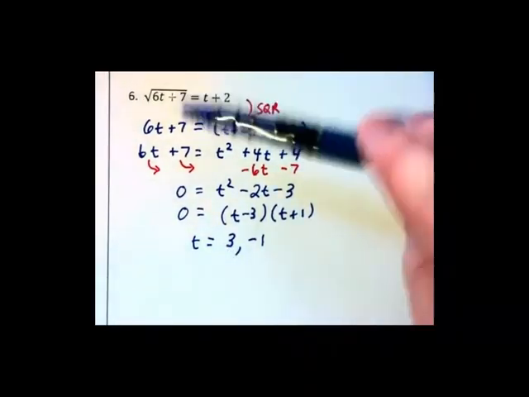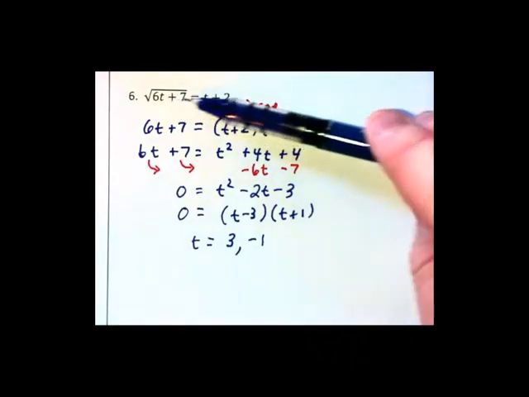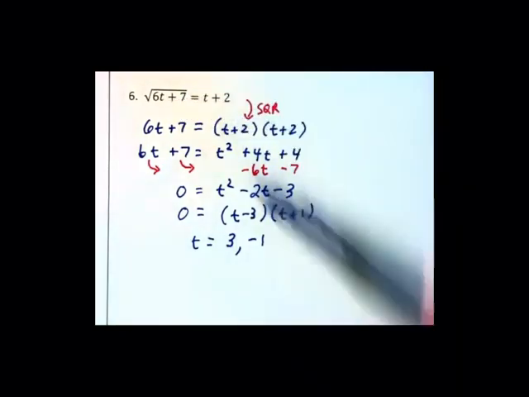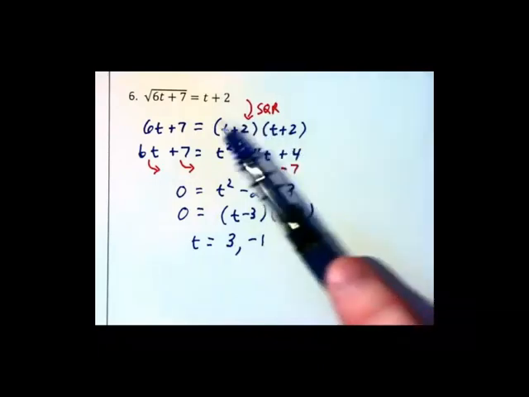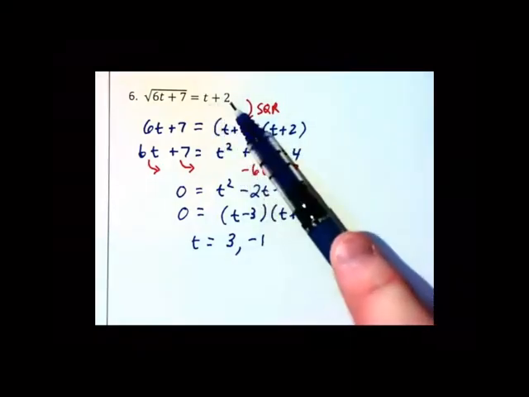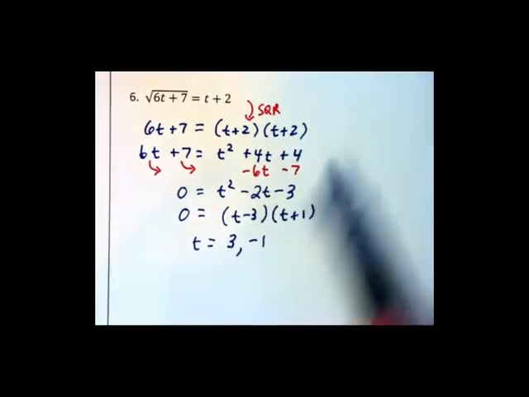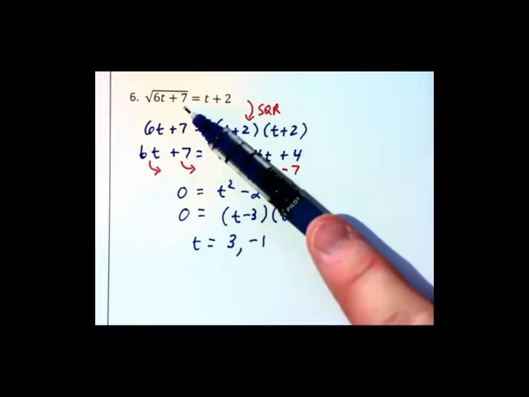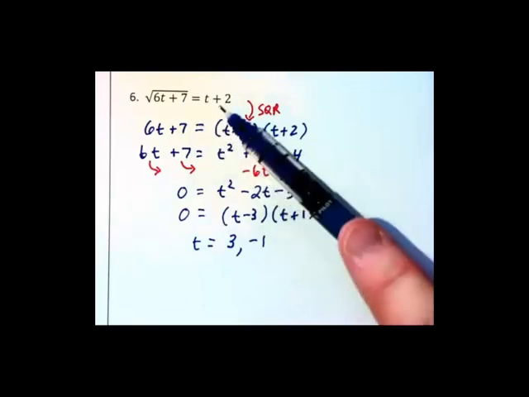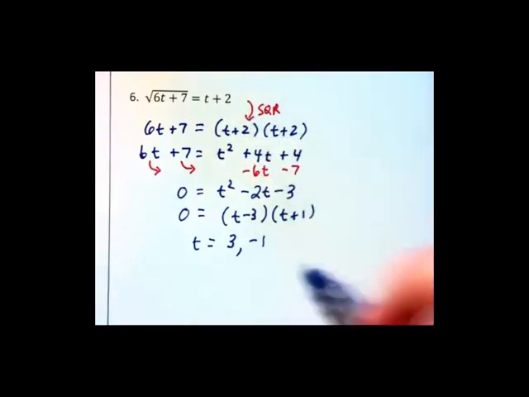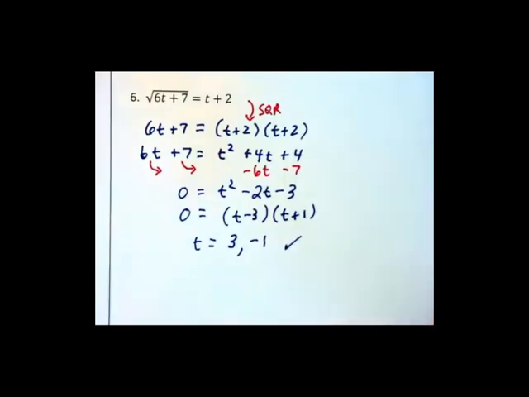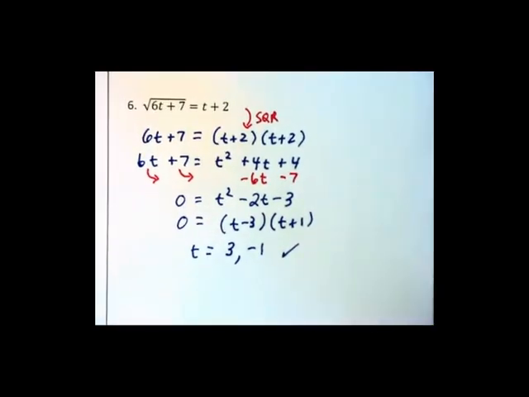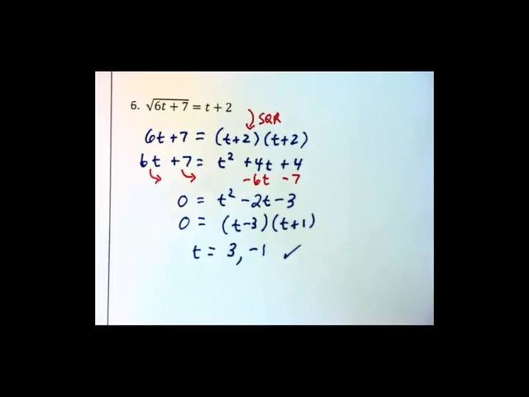Substituting the 3 in, 6 times 3 is 18, plus 7 is 25, the square root of 25 is 5. So the left side is 5. 3 plus 2 is 5, the right side is also. Substituting in negative 1, 6 times negative 1 is negative 6, plus 7 is 1, and the square root of 1 is 1. Negative 1 plus 2 is 1 also, and so these two answers stand as is, and we have two solutions to this problem.